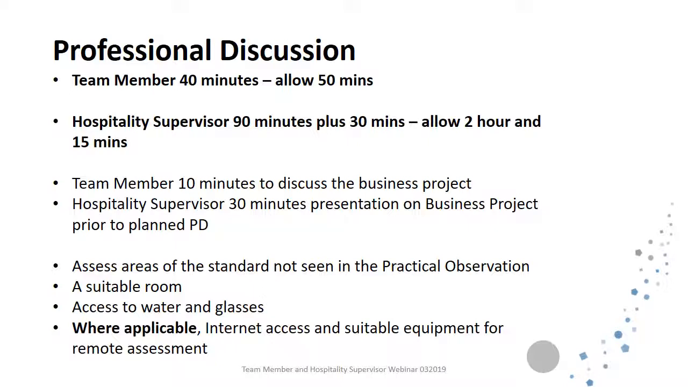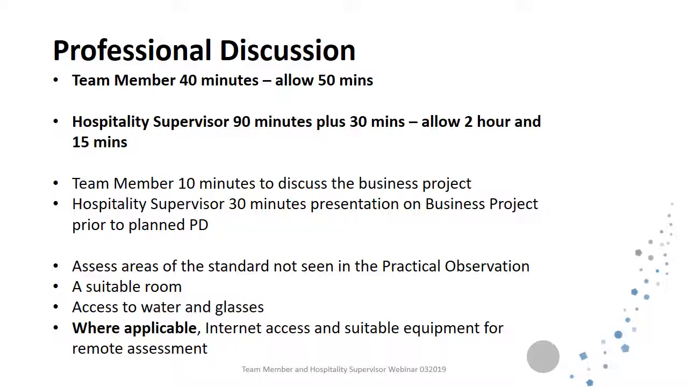For team member, the discussion on the business project lasts 10 minutes and then the rest of the planned professional discussion takes place. For Hospitality Supervisor, the apprentice needs to present their findings to the employer and the time allocated for this is 30 minutes. The apprentice is allowed to, and it would be useful to actually produce a presentation which the EPA team can upload to the video webinar before the professional discussion takes place.